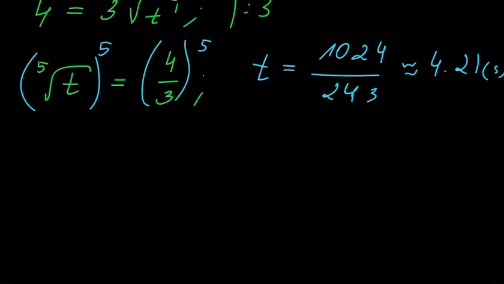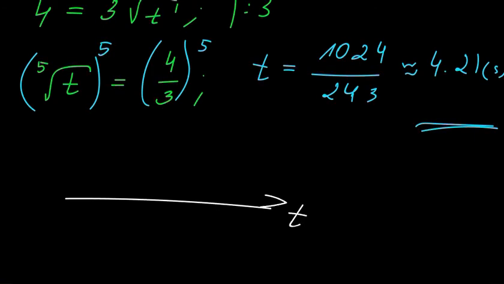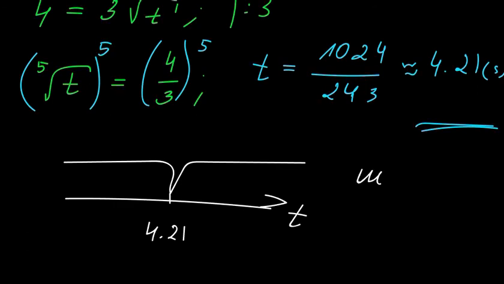Because we are asked to find the maximum value of this function, and this is a physics problem, I'm almost 100% sure that this is a maximum value. However, for the sake of mathematics, we should check it. So let's draw a number line. This is t, and we put our 4.21 seconds here. We draw two intervals, and this is the derivative function, and this is the actual function.